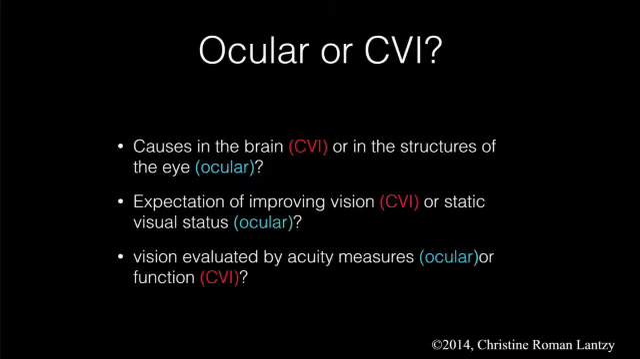Just as, again, a brief review, with ocular causes of visual impairment, the damage is in the structures of the eye, whereas the causes for CVI are in the brain. With CVI, there is an ongoing expectation of improving vision. With ocular causes, there is static visual status, and sometimes even decreasing vision. Vision is evaluated by acuity measures for ocular forms of visual impairment, but acuity is a very, very unreliable construct for children with CVI, where the measure of function actually dominates.